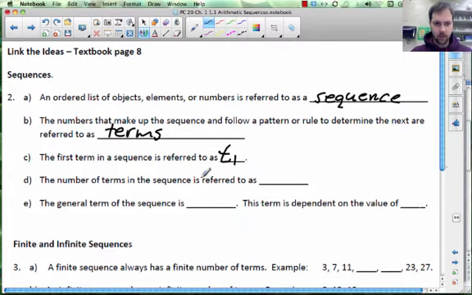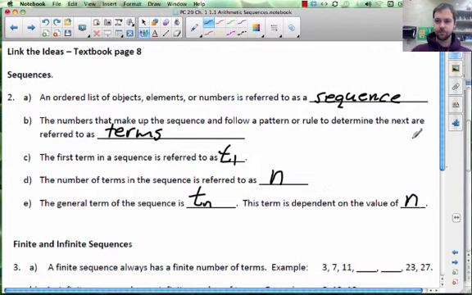Hard to imagine why they call it that. I don't get it. The number of terms in the sequence is referred to as n. The general term of the sequence is referred to as Tn. So this is T to whatever number you're looking for. This term is dependent on the value of n, obviously.